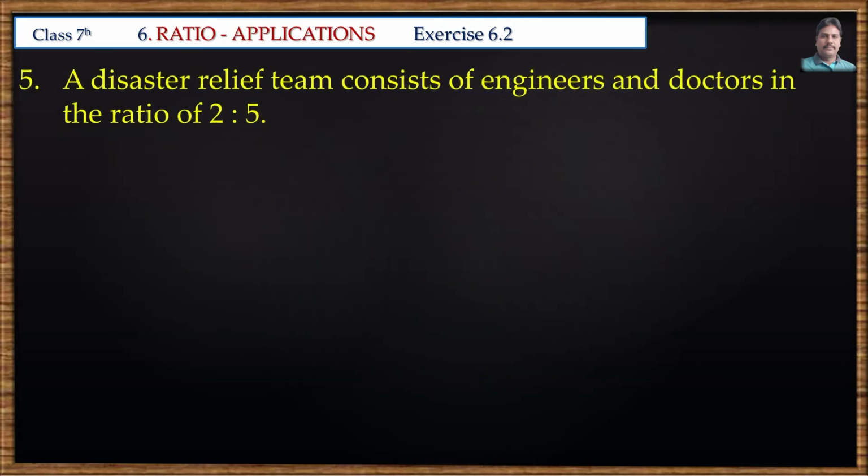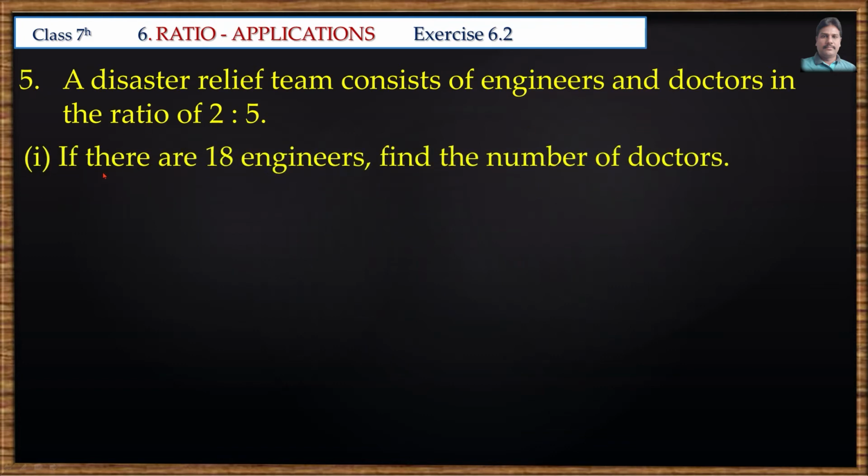Next problem. A disaster relief team consists of engineers and doctors in the ratio of 2:5. First bit, if there are 18 engineers, find the number of doctors. ఒక డిజాస్టర్ టీంలో ఇంజనీర్స్ డాక్టర్స్ రేషియో 2:5 ఇచ్చారు. ఒకవేళ 18 ఇంజనీర్స్ ఉంటే డాక్టర్స్ ఎంతమంది ఉంటారు అంటున్నారు. Let us solve this problem. We will solve this problem by the property of proportion. Here the doctors and the engineers ratios are in proportion.